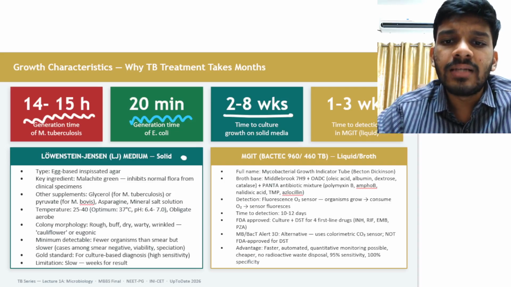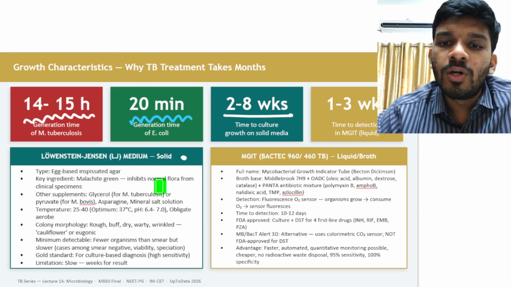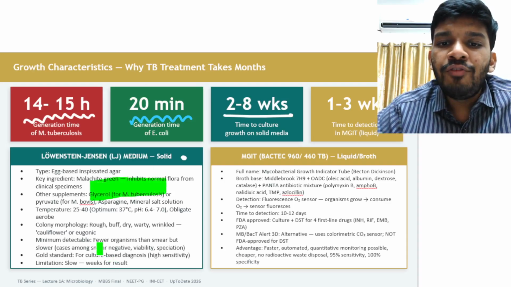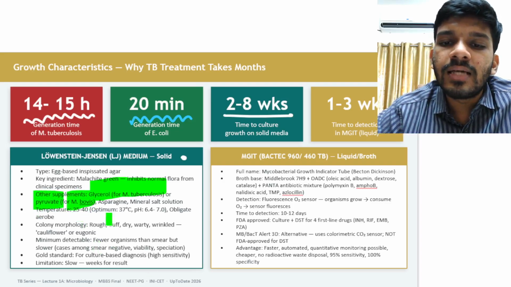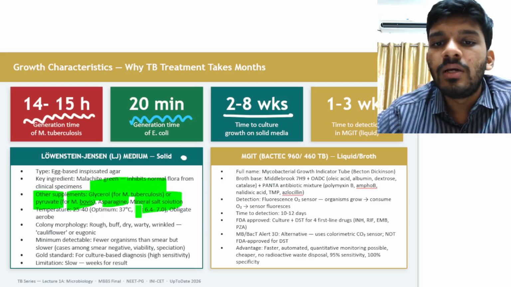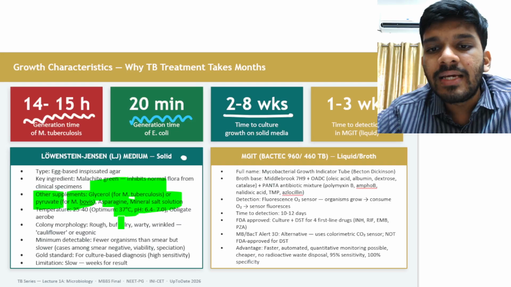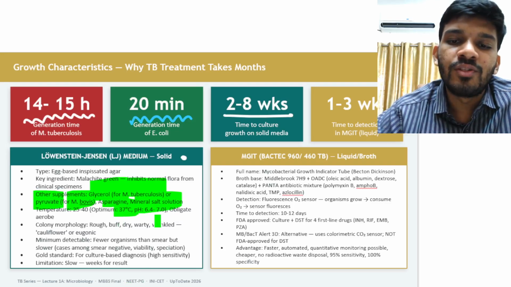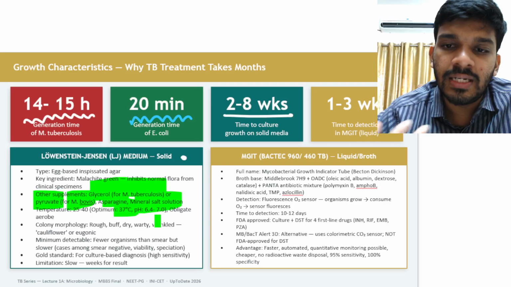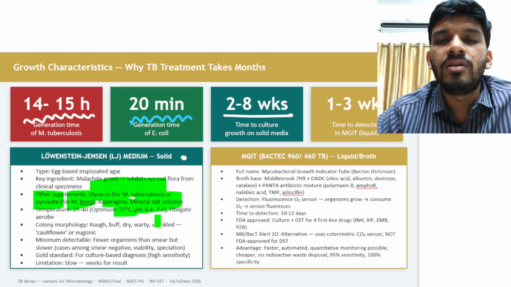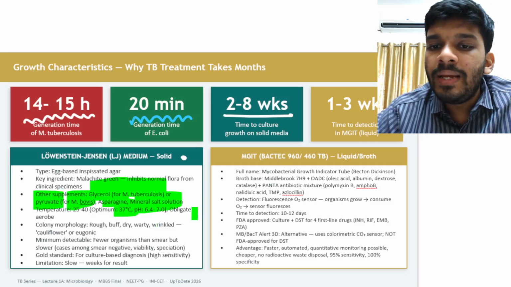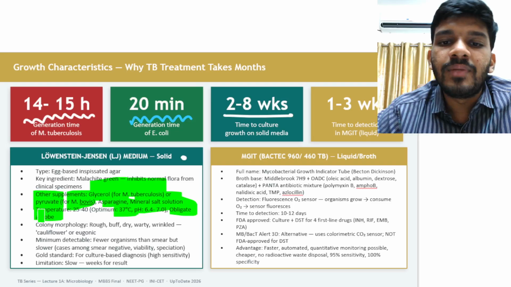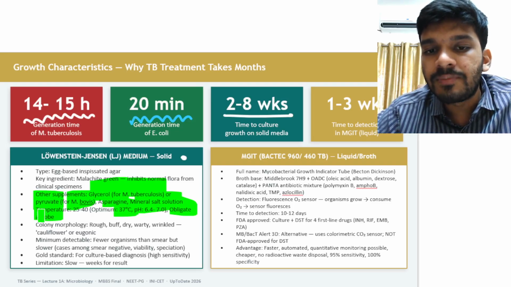Other things that it contains: it contains glycerol. So if it contains glycerol, Mycobacterium tuberculosis will grow on it. If you want to grow Mycobacterium bovis, you need to provide pyruvate. Then other things are asparagine, mineral salt solution, and the optimum temperature is 37 degrees Celsius, pH of 6.4 to 7. So remember, your body has a temperature of 37 and a pH of around 7. So all the optimum conditions are present in your body. Then it is an obligate aerobe, so it is an aerobic culture medium. That's why it's seen very commonly in your lungs, right?